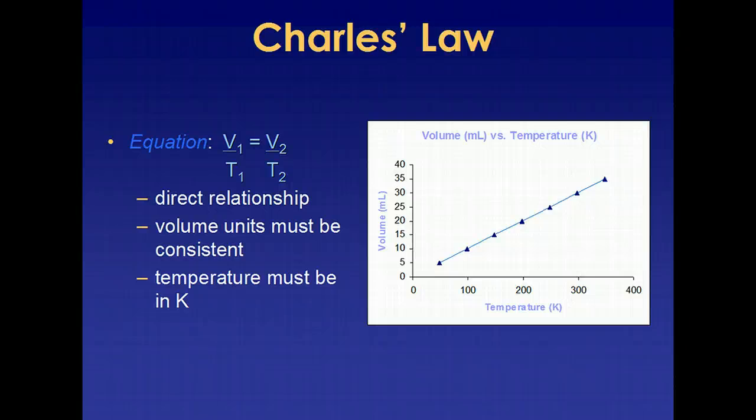Your volume units can be whatever you would like as long as they are consistent, but your temperatures have to be in Kelvin because we cannot have a negative volume. So if we have temperatures, one negative and one positive in Celsius, if we don't convert to Kelvin, we would get a negative volume, which is not possible.